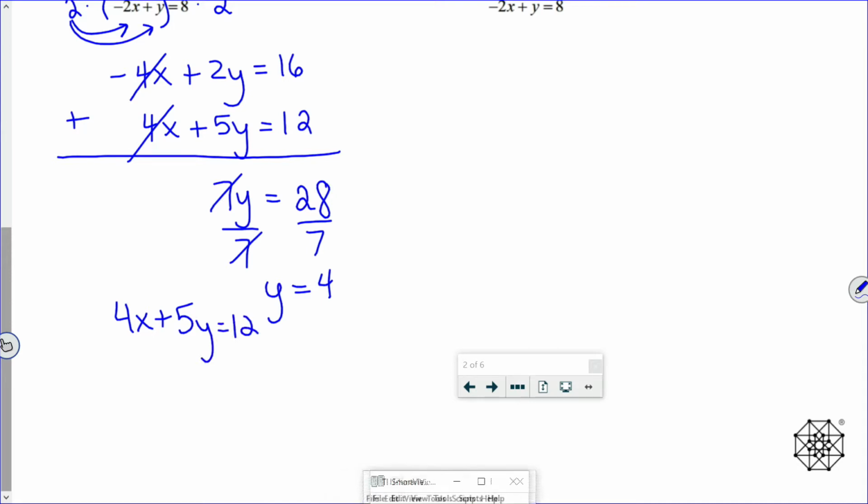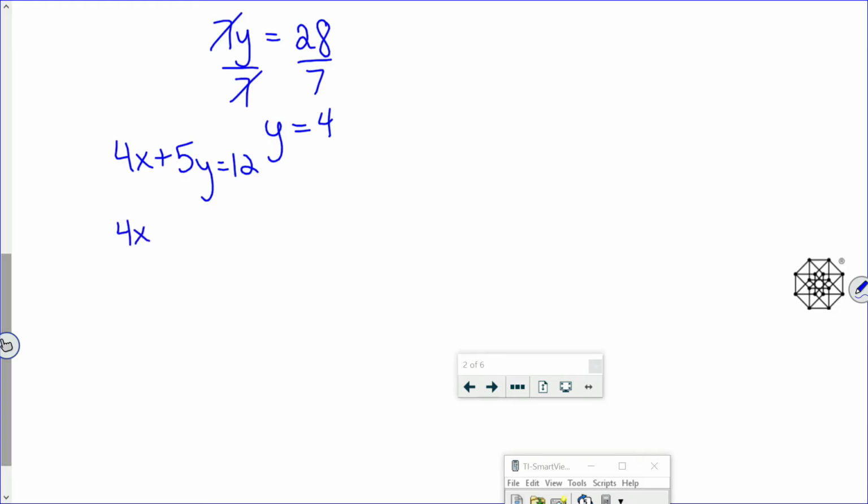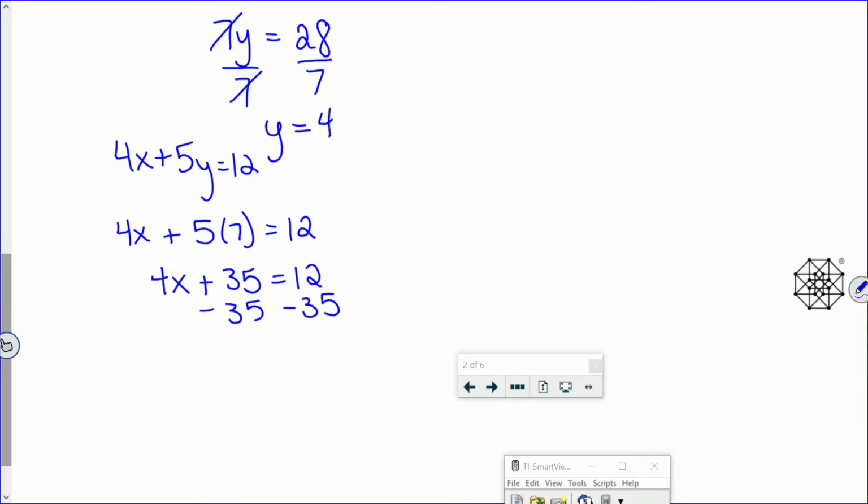All right, let me get a little bit more room here. I can now take my y equals 7, put it into this equation, and once I do, all I have are x's left. So I get 4x plus 35 is equal to 12. I'll subtract 35 from both sides. Be a little careful there if you're not using your calculator. 12 minus 35 is going to be negative 23. Something seems wrong here. What am I doing wrong?